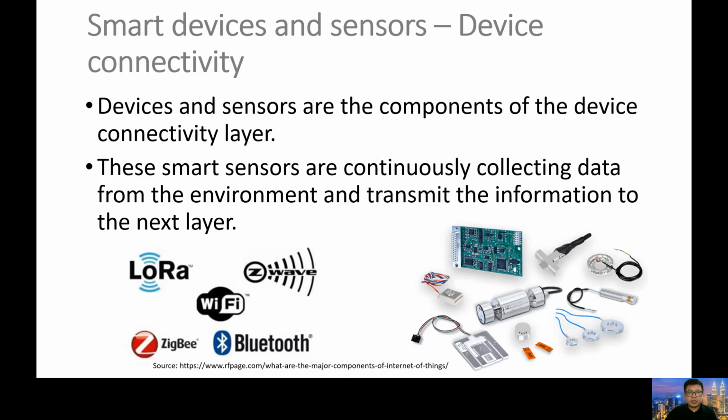What are smart devices and sensors? Devices and sensors are the components of the device connectivity layer. These smart sensors continuously collect data from the environment and transmit the information to the next layer. In general, this is the lowest level that represents the sensors. For communication, these sensors can use different wireless protocols like LoRa, Wi-Fi, Zigbee, Bluetooth, and transmit the data to the gateway.